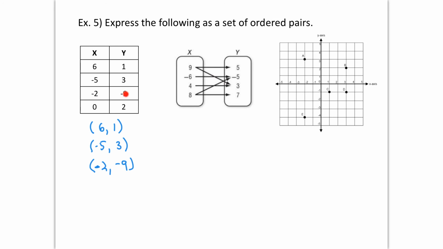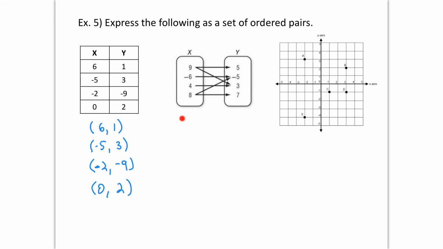-2 corresponds to the -9, so that's an ordered pair. And the last one is 0 and 2. So I have my table converted to ordered pairs. So we have the x values and the y values, x values and the y values.